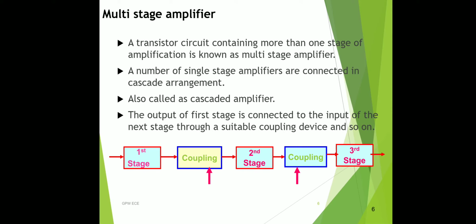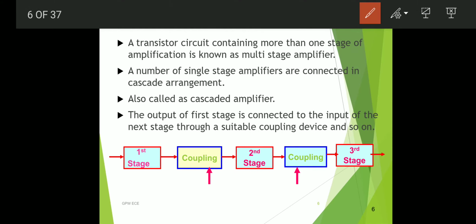Let's say this is the block diagram of a multi-stage amplifier. In this there are three amplifier stages: first stage, second stage, and third stage. The output of the first stage is connected to the second stage through a coupling, and the output of the second stage is connected to the input of the third stage through coupling devices. Whatever devices are used for coupling are called coupling devices.